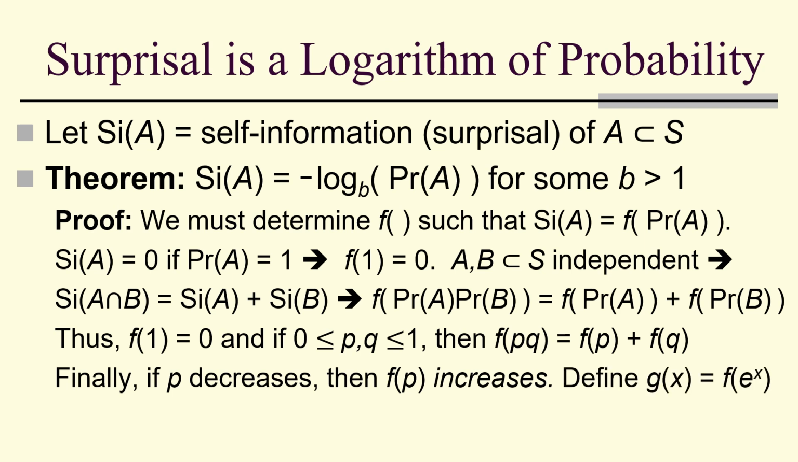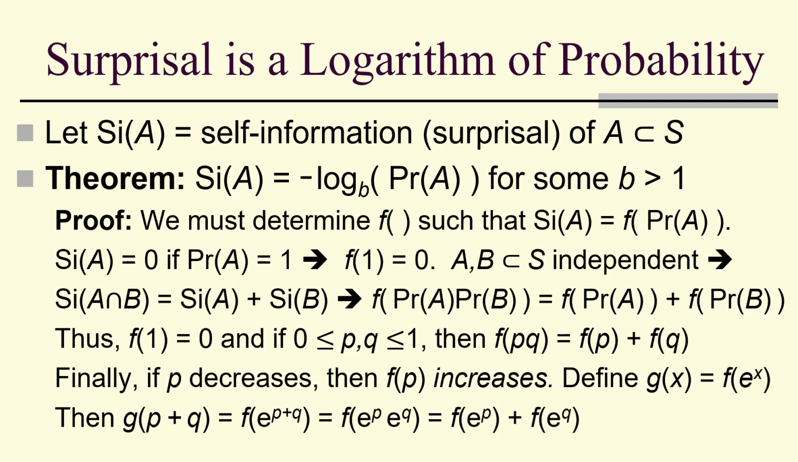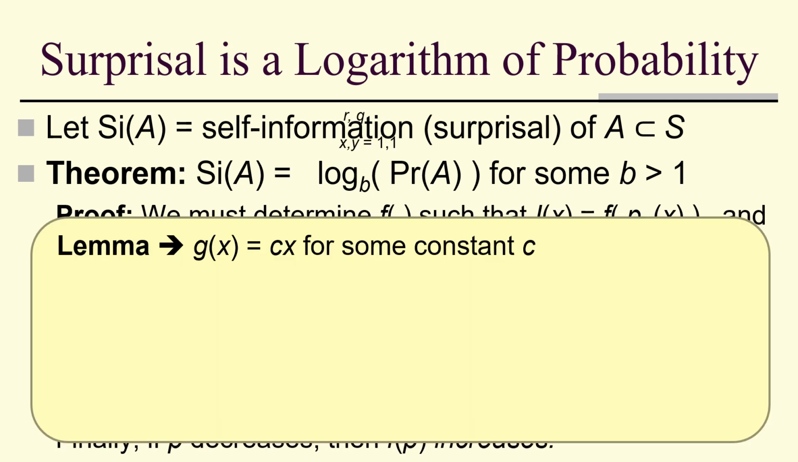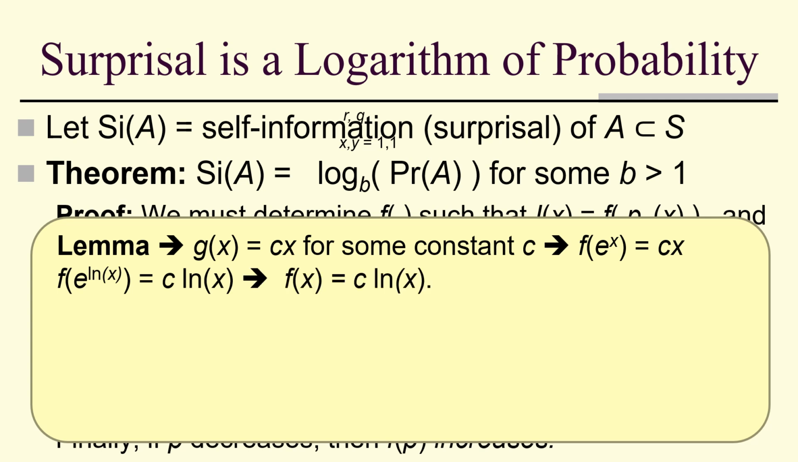So define g of x to be f of e to the x. Then g of p plus q is f of e to the p plus q, which is f of e to the p times e to the q, which is f of e to the p plus f of e to the q, which is g of p plus g of q. Now we go to our lemma. g of x has to be cx for some constant c. So f of e to the x has to be equal to cx. But that means f of e to the natural log of x is c times the natural log of x. But that's just f of x is c log x.